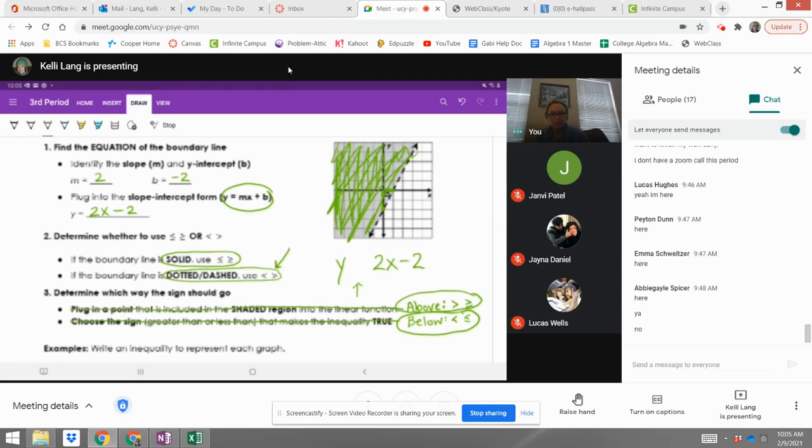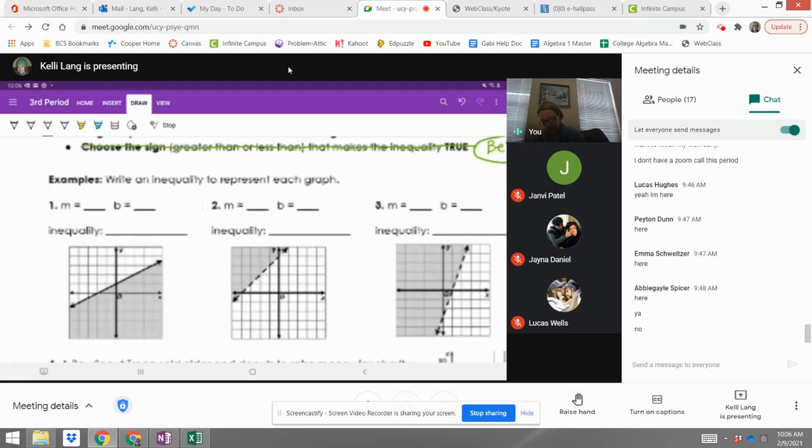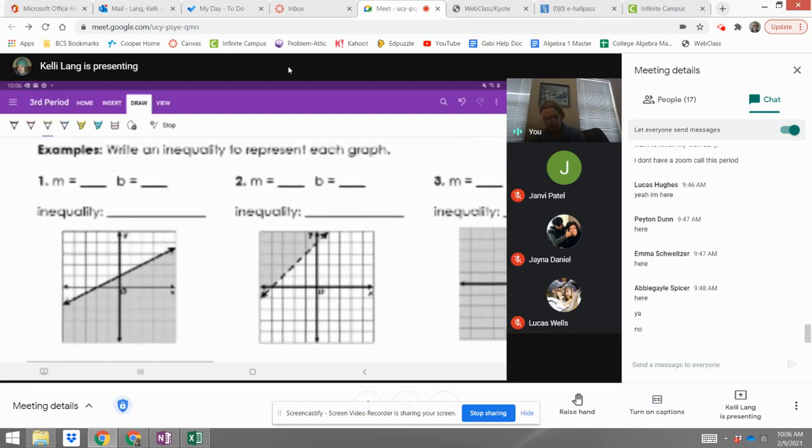Now we look at the shading. We have shaded above the line. I completely covered it up here with all of my marks, but we've shaded above the line. And according to our little cheat sheet down here, above means greater than. So our symbol is going to look just like this: y is greater than 2x minus 2. And that would be the answer for this example. So let's move on and do some more examples where we are asked to write an inequality for each graph.